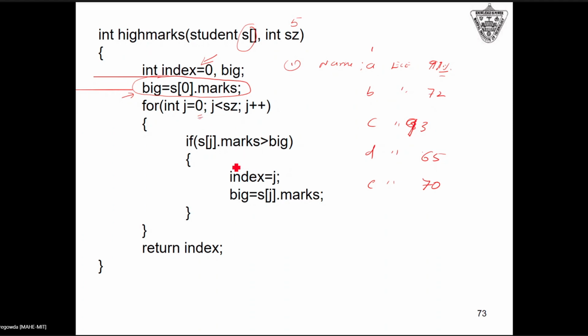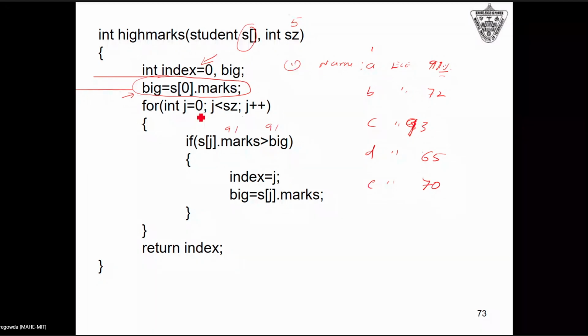It doesn't matter. Okay, if s of j dot marks greater than big. Since j is equal to 0 here, s of j marks is 91 and big mass is also 91. So that is not true, so you are not going to change these values. Then you are coming here.